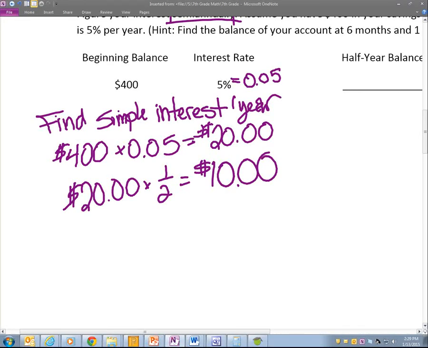Half of the homework is this. Half the homework is this simple one. That's why you're using calculators.